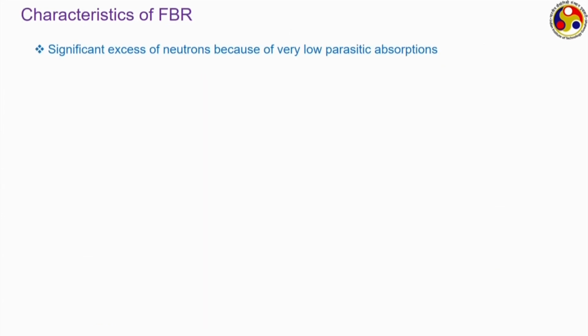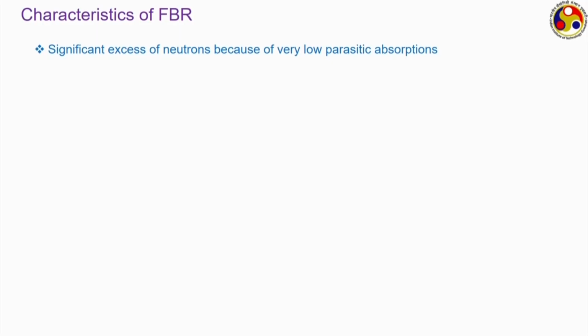Now, let us come back to the fast breeder reactors. Our discussion started with fast breeder reactors, and we discussed the concept of breeding in the previous lecture, and here so far we have talked mostly about fuel and fuel processing. Let us quickly check what the characteristics of a fast breeder reactor can be, which I am sure all of you can guess by now. Significant excess of neutrons because of very low parasitic absorption. There is no moderator inside this, and the coolant can be a liquid metal coolant whose parasitic absorption is generally quite low.